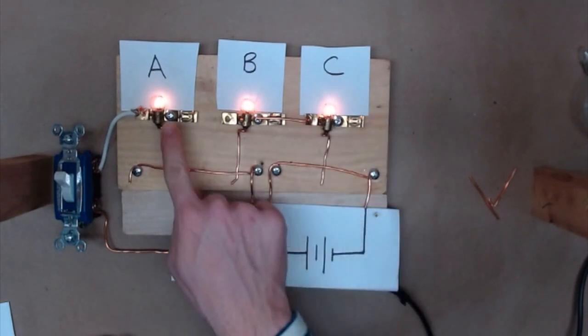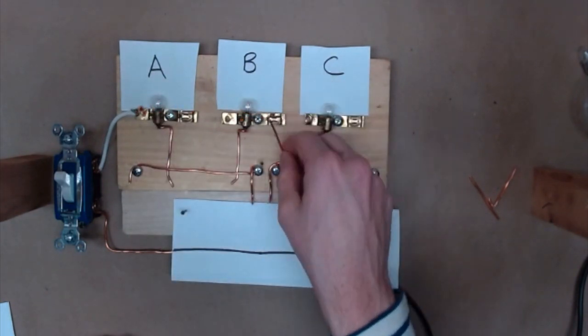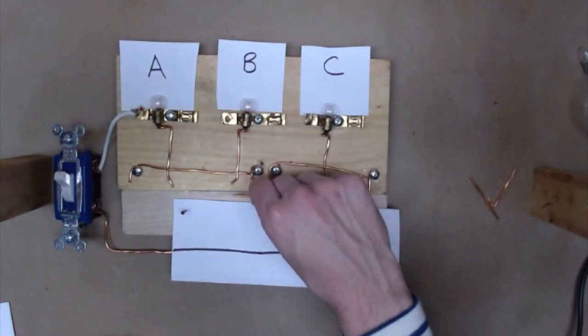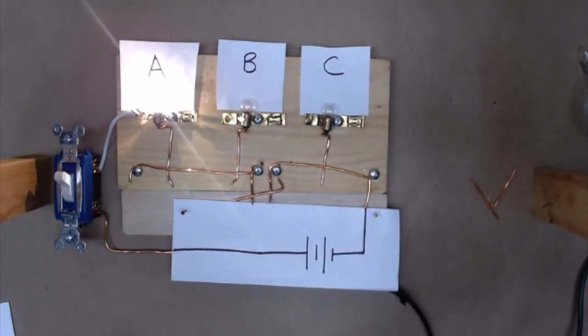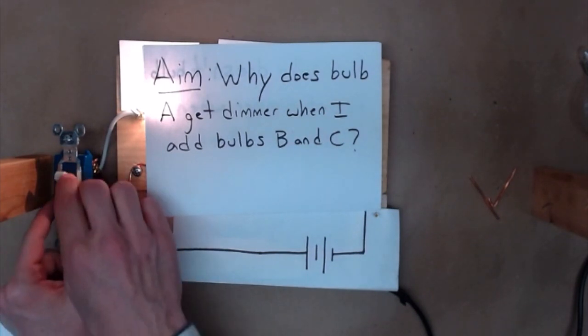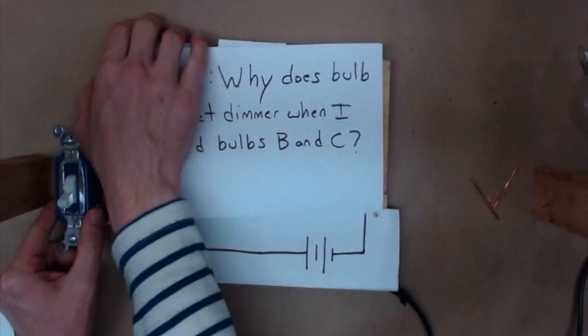So, watch, A dim, A slightly brighter, A even brighter. And so this raises the question, which will be our aim. Why does bulb A get dimmer when I add bulbs B and C to the circuit? Now let's go ahead and start answering that question.